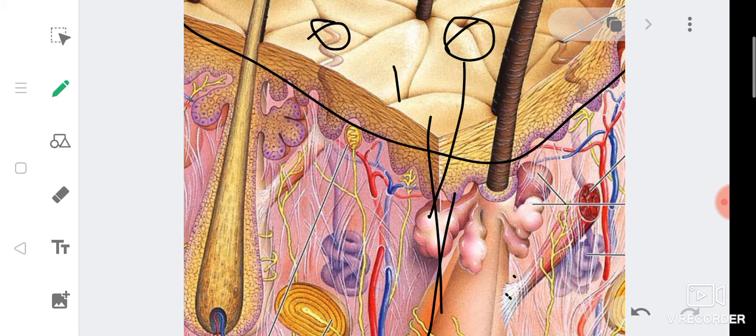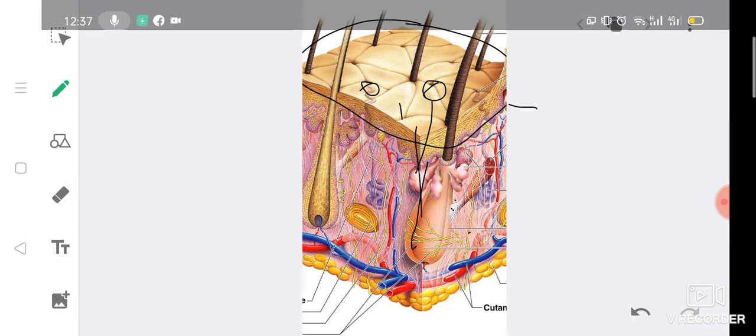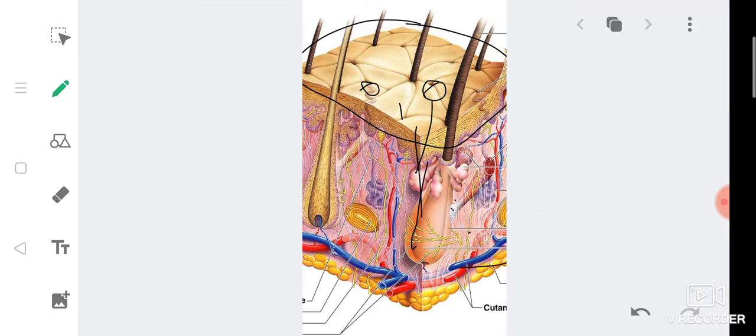Well, the second layer is the dermis. This is the dermis, and you can see that it contains the blood vessels, the nerve cells, and here are the glands. These are the oil glands, and here are the sweat glands. So you can see, beta, that the dermis contains a lot of things. It contains the blood vessels as well as the nerve cells. It means that it carries sensation.